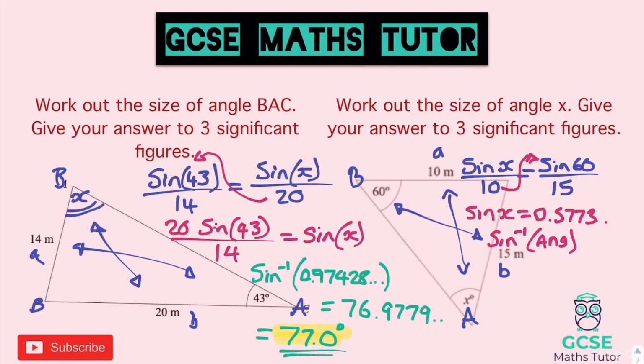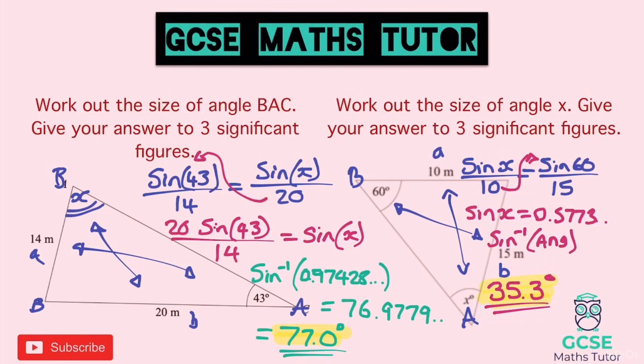There you are, sine minus 1 of the answer. So shift sine, answer, close the bracket, and that equals 35.264. It wants it to 3 significant figures, so the 2 rounds up to a 3, so 35.3 degrees. There we go, and I'll just highlight that as our final answer there, 35.3.